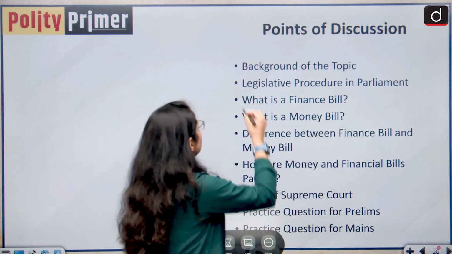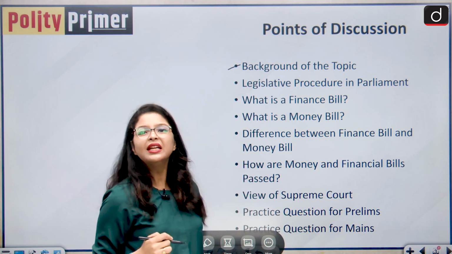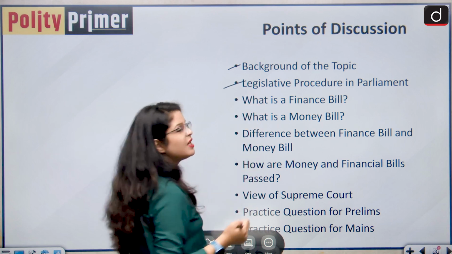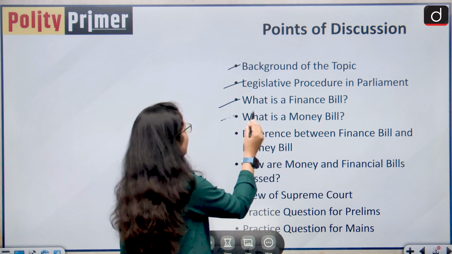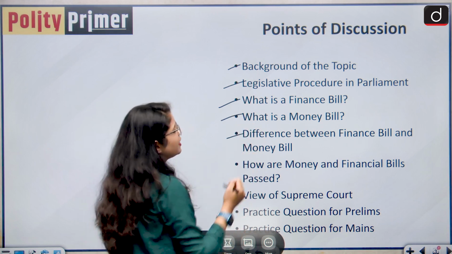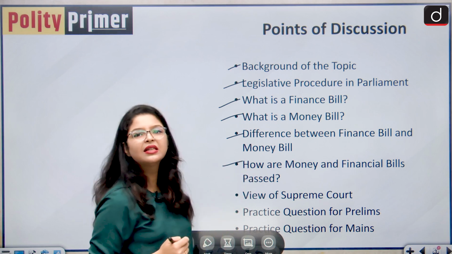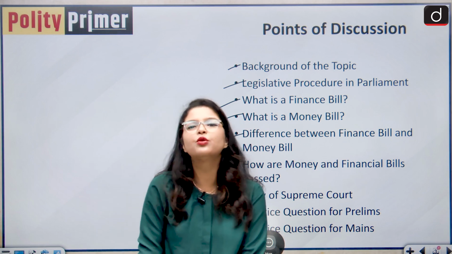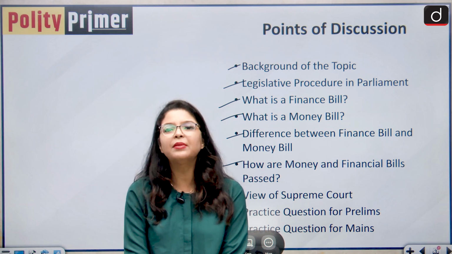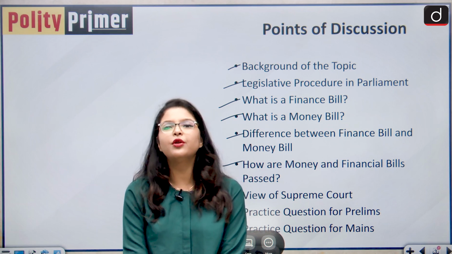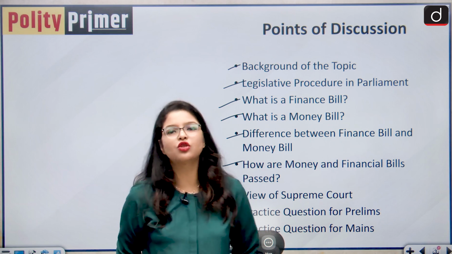Firstly, we'll see the background of the topic, or the context in which we are having this discussion today. Then we'll understand the legislative procedure in the Parliament. Then we'll see what is a finance bill and what is a money bill. Then we'll understand the difference between them, and how money and financial bills are passed in the Parliament. We'll also see the view of the Supreme Court in this regard, and a practice question for your prelims examination and one for your mains examination. Now let us proceed to the background of today's topic.